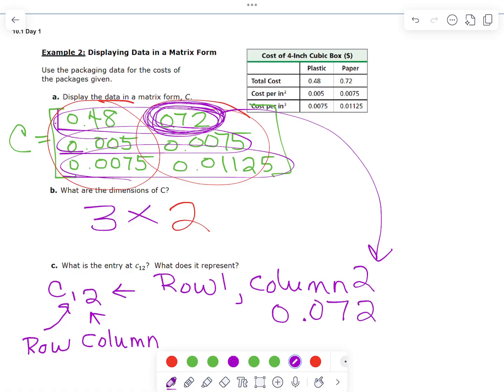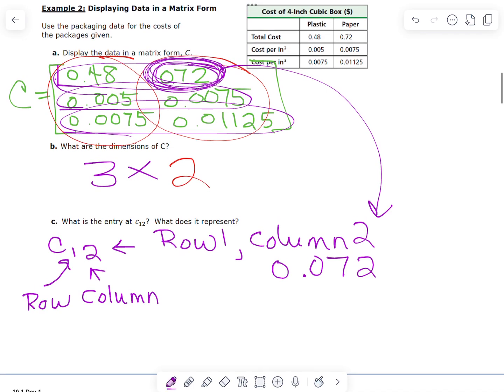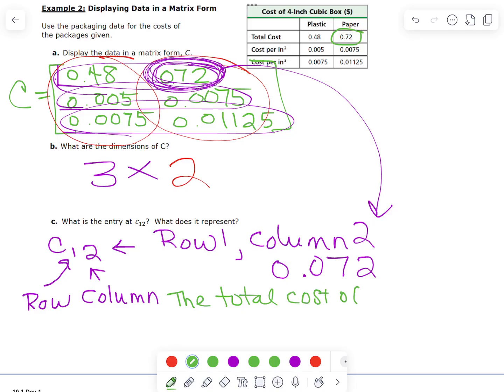And what does that represent? Well, that represents the total cost of a 4-inch paper box.